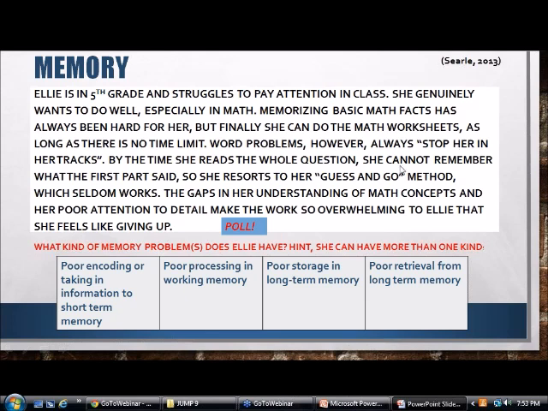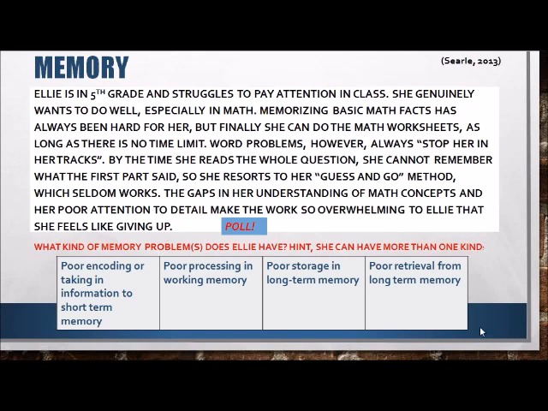But you guys are right. It's the first two. 43% poor encoding and 79% poor processing. And those are her major issues. And so we're going to talk in a few minutes about some strategies to help her. Okay, but there's one other kid who has memory issues.